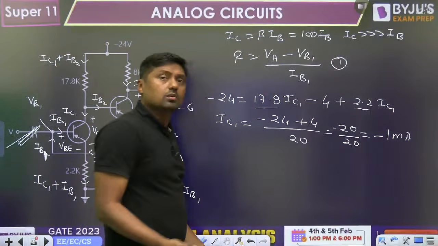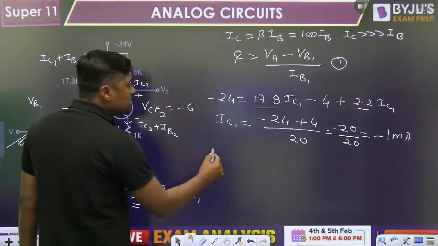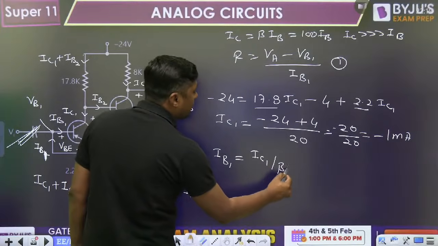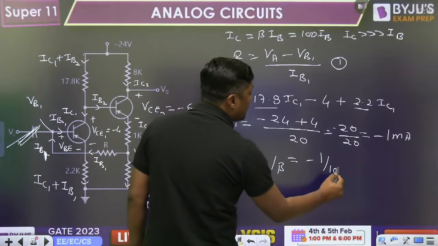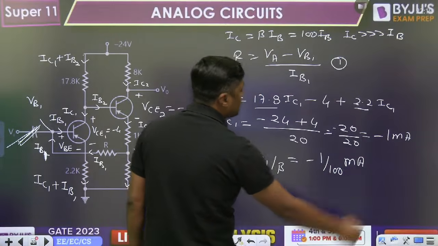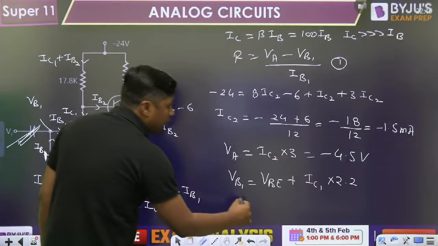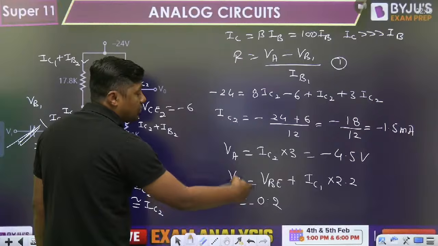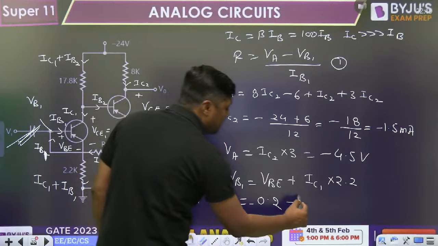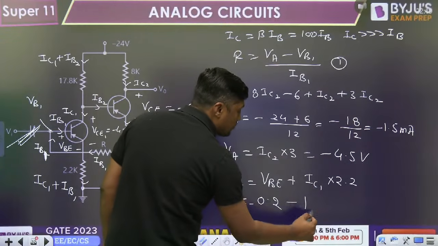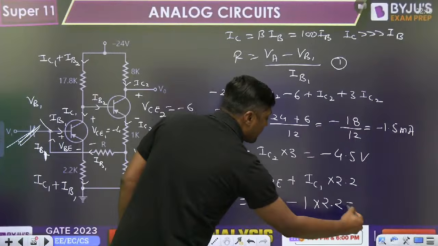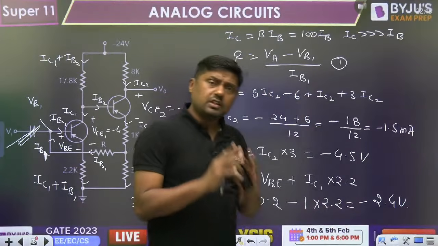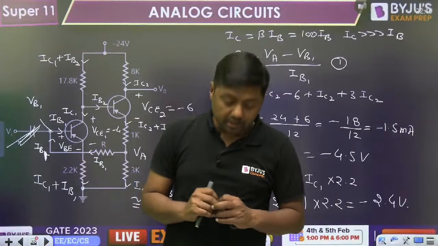Now everything is known. Once you get the IC1, what is the IB1? IC1 divided by beta. It will become minus 1 by 100 milliampere. And what is the value of the VB1? 0.2. You have to put the negative value because it is a PNP transistor. Mod is given in the question. 0.2 plus, it is again minus 1 into 2.2. You will get minus 2.4 volt. Everything will be in minus because it is a PNP transistor.